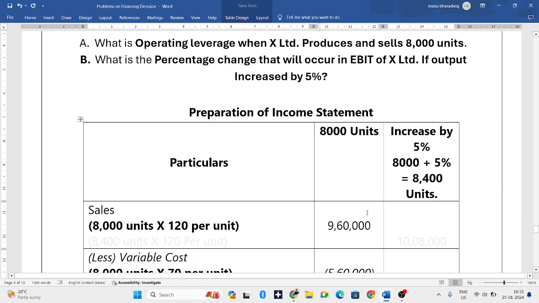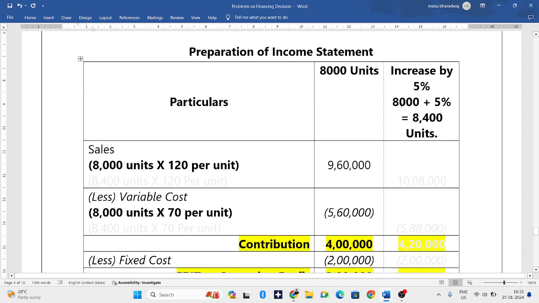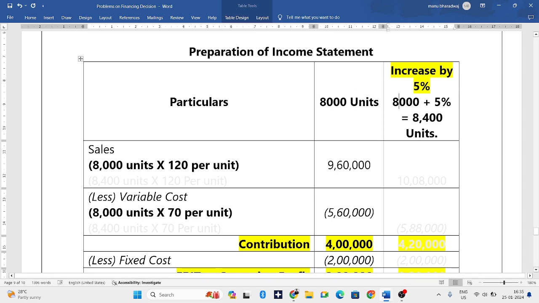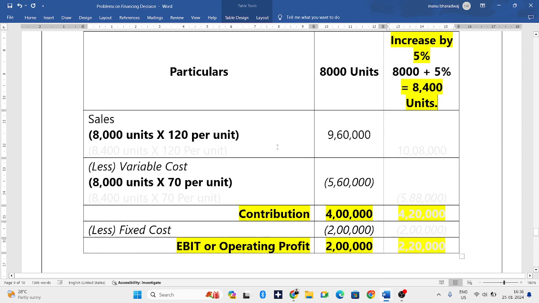Now, in the question, if you observe point B, output is increased by 5%. So we have to add 5%: 8,000 plus 5% will be 8,400 units. Now again we have to calculate EBIT for that. 8,400 units into 120 per unit will be our sales, so our sales will be 10 lakh 8,000.